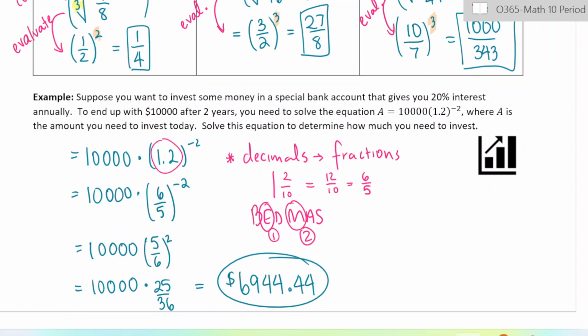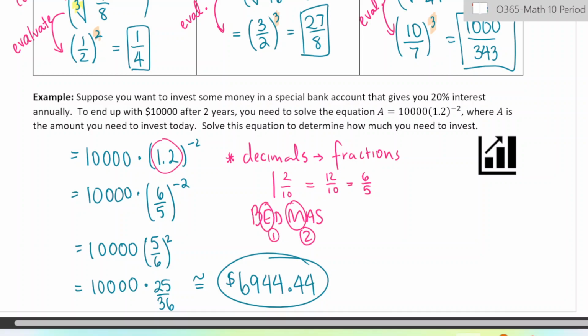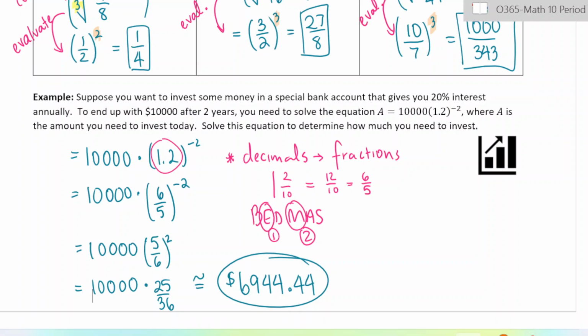I'll put a little non-equal sign because we did round that off. Okay, so you'd have to invest $6,944.44 today if you want to end up with $10,000 at the end. All right, that is the end of the lesson.